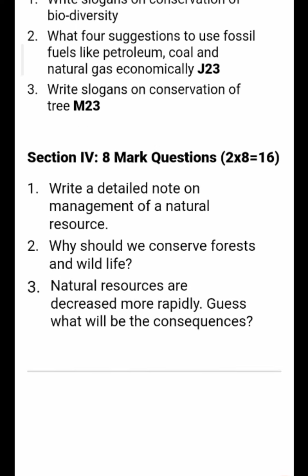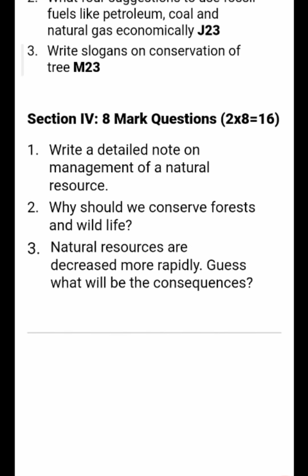Next, 8 marks questions. Write a detailed note on management of a natural resource. Why should we conserve forest and wildlife? Natural resources are decreasing more rapidly. Guess what will be the consequences?